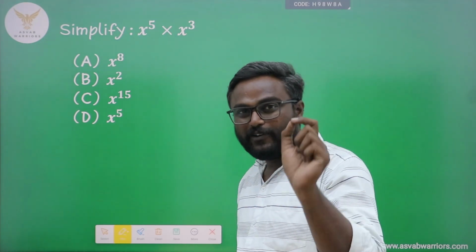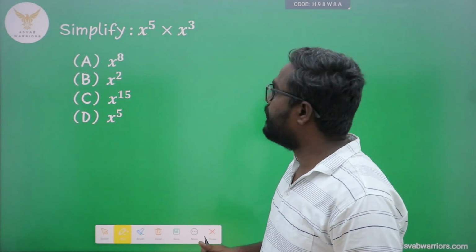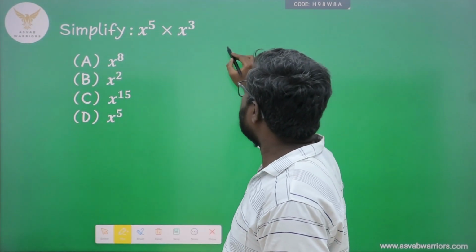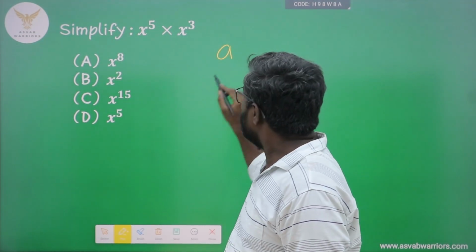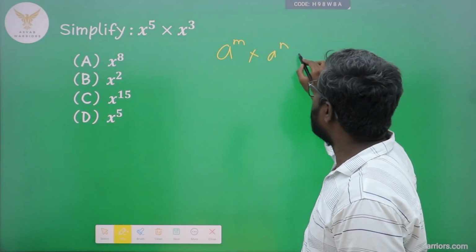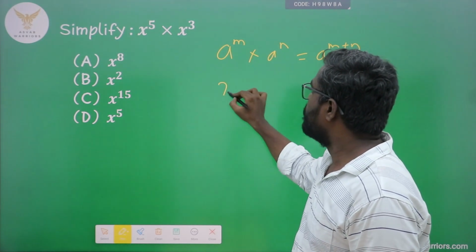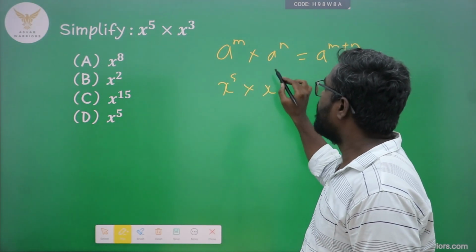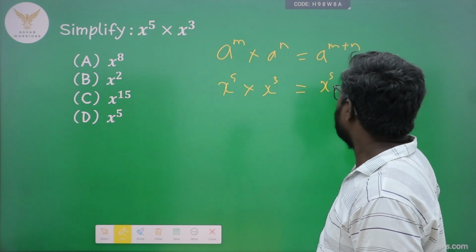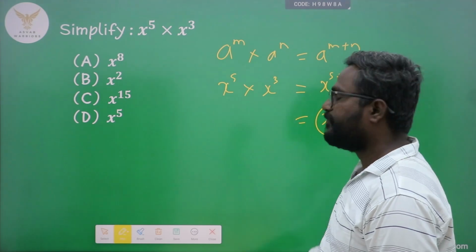So I want you to get perfect at the first rule, then we will be simultaneously going on the other rules as well. So x to the power 5 times x to the power 3. So what will I write? a to the power m times a to the power n is equal to what? a to the power m plus n. So x to the power 5 times x to the power 3 is equal to what? x to the power 5 plus 3, which is nothing but x to the power 8.